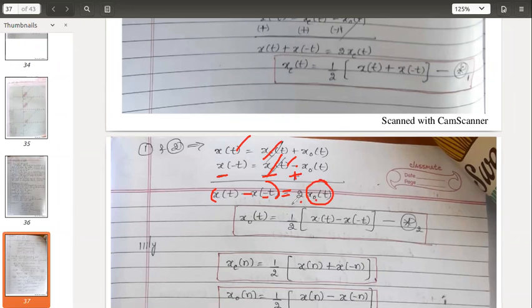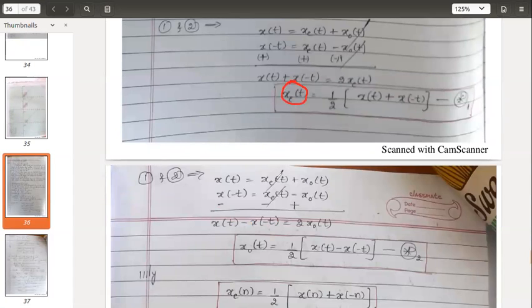And how is xo of t calculated? Take 2 to the left hand side, it will come to the denominator, and x of t and x of minus t are subtracted. This is an important equation. Earlier we got xe of t, now by subtracting we got xo of t. How to find the odd part of the signal? Take the original signal, take its reflection, subtract them, and halve the amplitude. You will get the odd component.